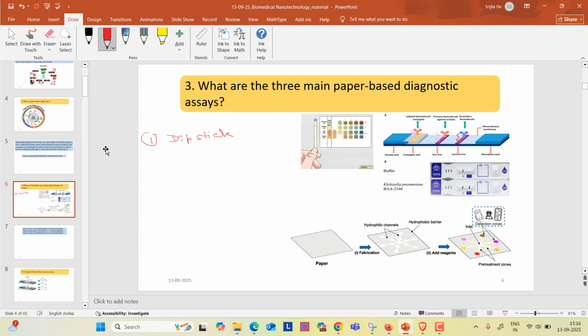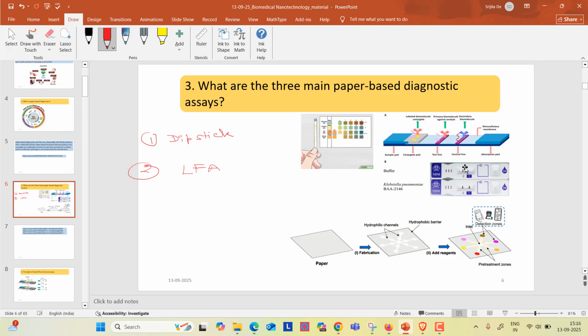Dipstick assays means they are forming a strip kind of thing like this, with different colors, and depending on the pH of the sample, they are detecting the amount of it. Okay, this is the dipstick method. The second one is the lateral flow assay, LFA. I'm writing in short form.